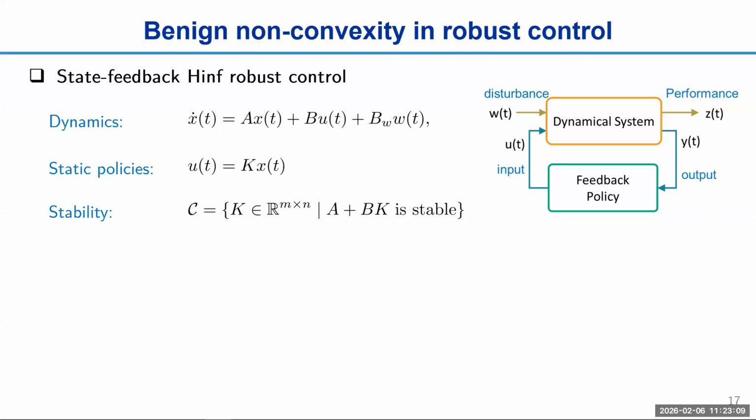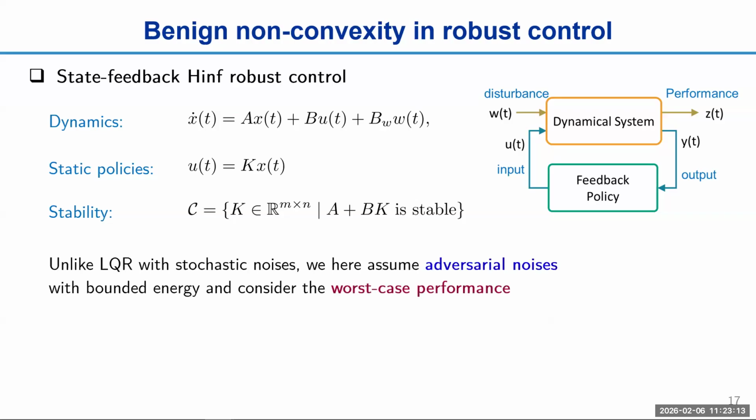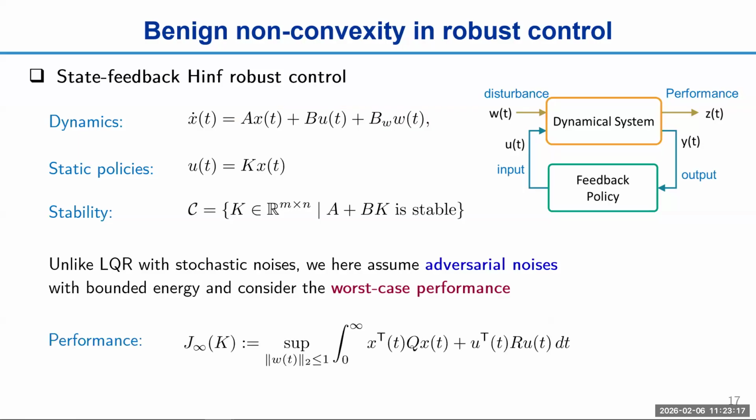where we do not assume Gaussian noise. In LQR, the noise is assumed to be Gaussian. And here we assume the noise could be adversarial. So we consider the worst case performance. So basically we want to minimize this performance measure. So we consider the worst case of this quadratic cost when you have bounded disturbances. And this really goes to robust control.